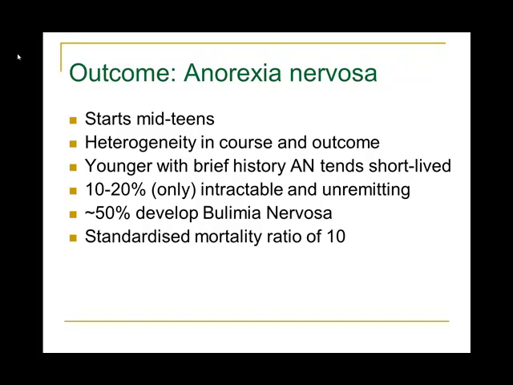In terms of outcomes, anorexia nervosa typically starts in the mid-teen years, but it has a great range in terms of course and outcome. Younger people with a briefer history of anorexia nervosa tend to have a short-lived illness and respond well to treatment. Older people with longer history tend to become intractable, and around 1 in 10 or 1 in 5 may develop a severe and enduring or intractable and unremitting course. Around about 50% may develop bulimia nervosa or another eating disorder, and unfortunately there still is a raised mortality rate for people with anorexia nervosa that is quite significant.